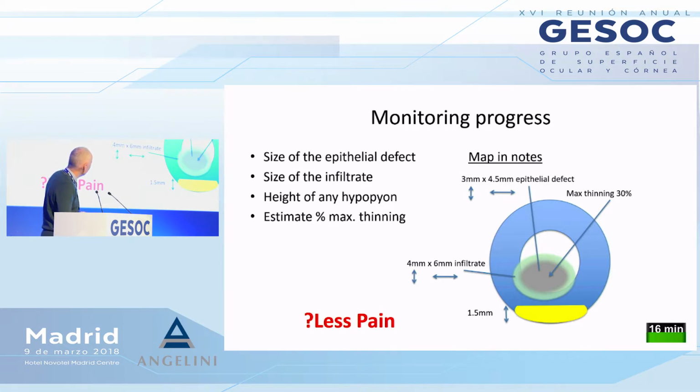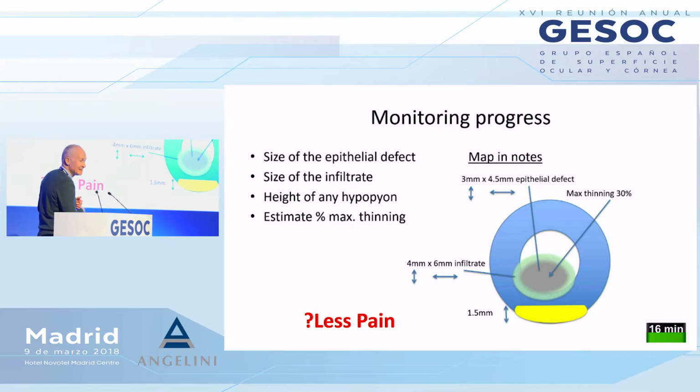That's the size of the infiltrate, and we usually just draw it, and then we put 2 arrows at 90 degrees to show the dimensions in millimeters. The size of the epithelial defect, same thing. The location and an estimate of the maximum amount of corneal thinning and the height of any hypopyon. These are all things that a doctor who sees the patient after you can relate to see whether the picture is improving or it's static or getting worse, okay?